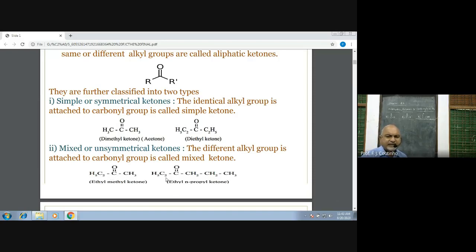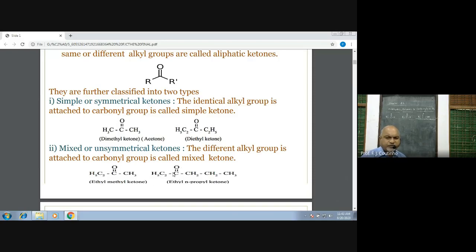The next is ethyl, and here it is propyl. CH2, CH2, CH3. This could also be C3H7. This could be C2H5. It could be CH3, CH2, CH3 also. So it can be in extended form or a condensed form.